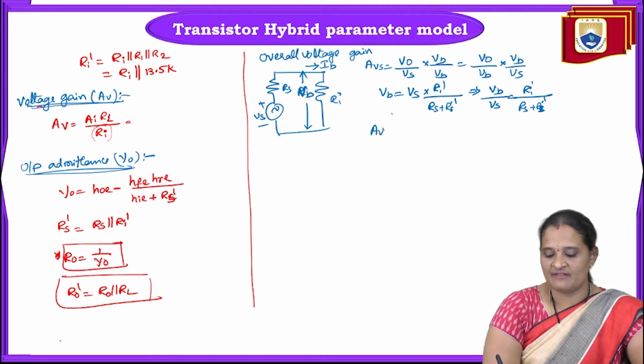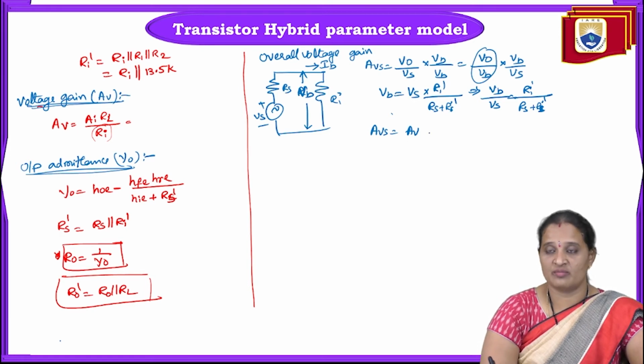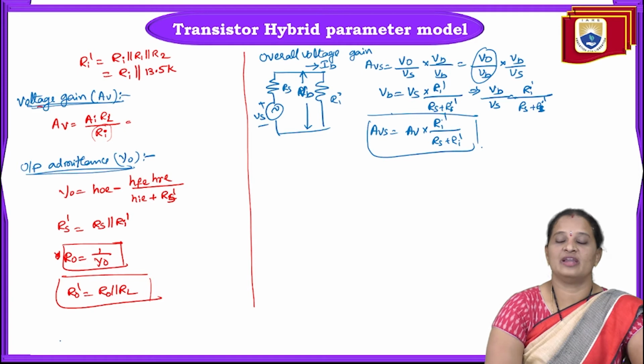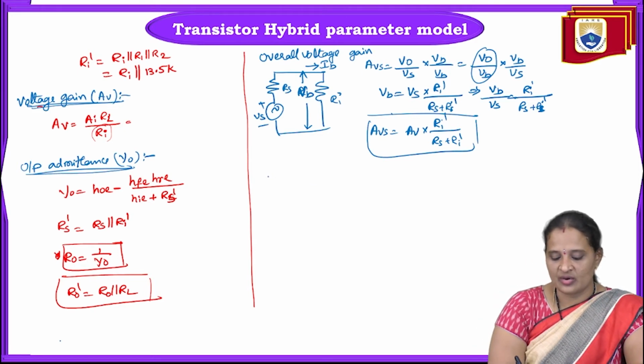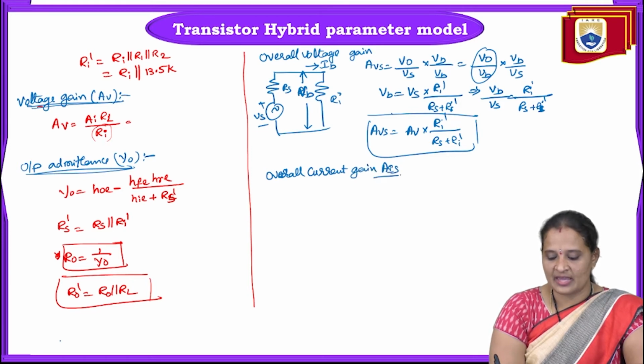So now AVs can be written as Av, this is nothing but the voltage gain of the transistor, that is V0 by Vb, into Ri dash divided by Rs plus Ri dash. So by using this formula, we can calculate the overall voltage gain. And similarly, we can calculate the overall current gain, that is represented as AIs.